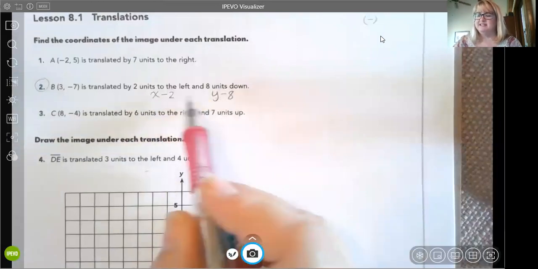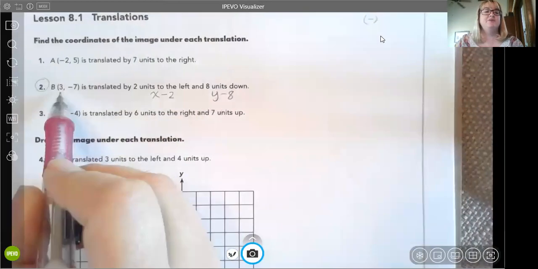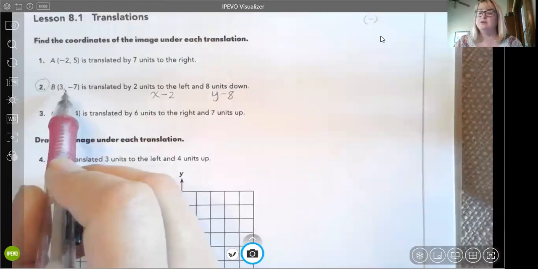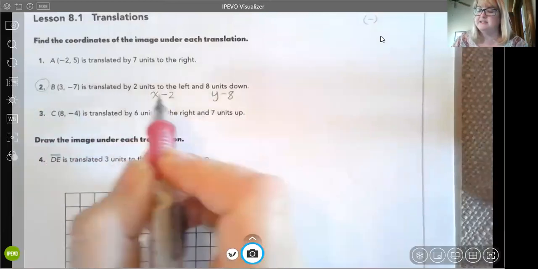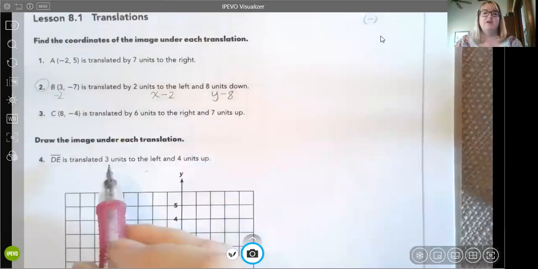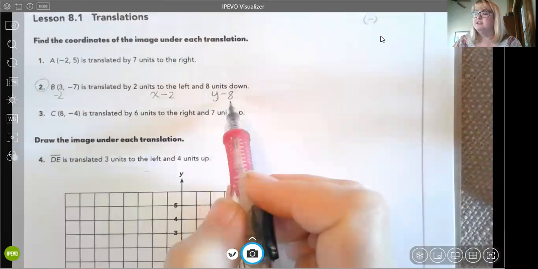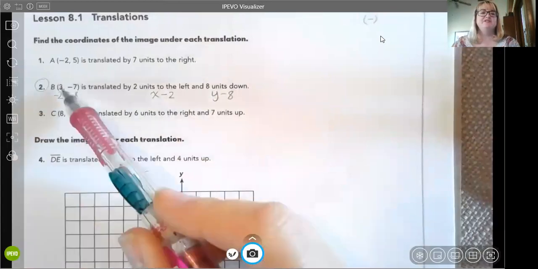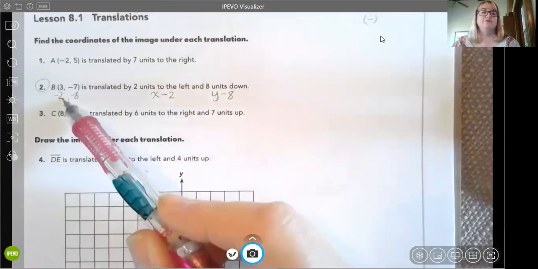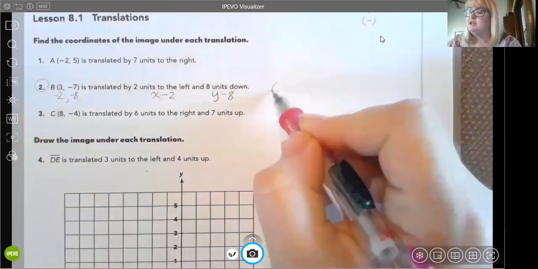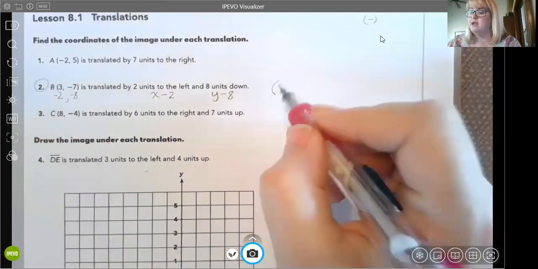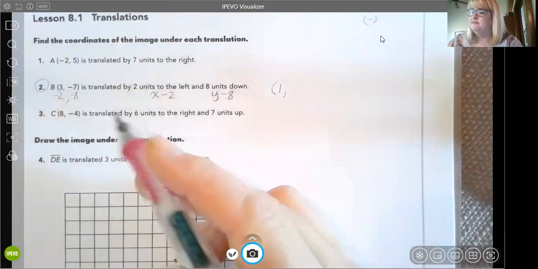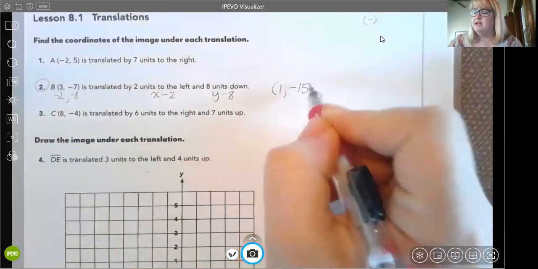So then we apply this to our point. 3 is my x coordinate, and it needs to go to the left 2 units. So I am going to subtract 2 from the x. And then y, I'm moving down 8. So I'm going to subtract 8 from my y value. So my x value starts at 3 and then it goes down 2. So 3 minus 2 is 1. So my new x coordinate is 1, and -7 minus 8 is -15, which is my y coordinate.